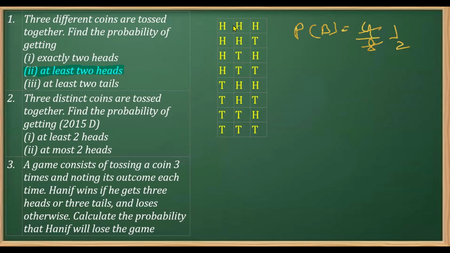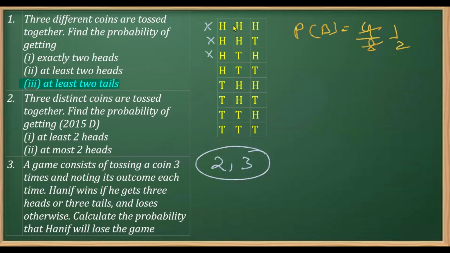Now check the next one, that is, at least 2 tails. The same way we can do. At least 2 tails means 2 tails or more than 2 tails. In our case, it can be a maximum of 3 tails, so more than 3 is not possible. We will be looking for 2 and 3 tails.